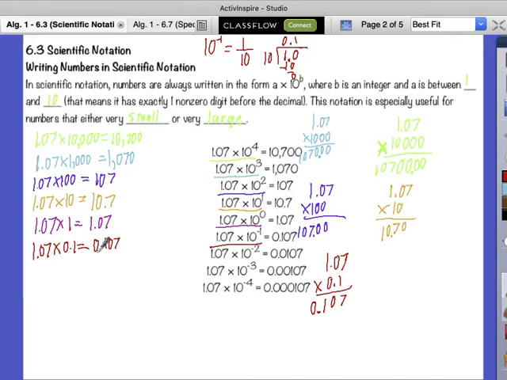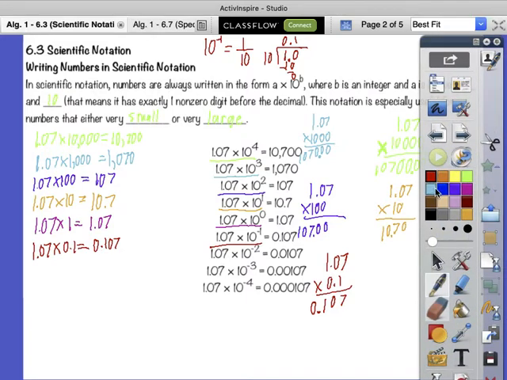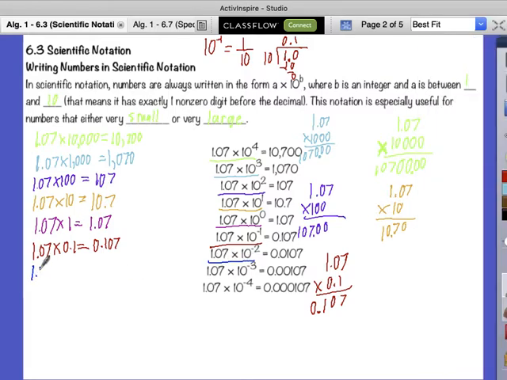Now what do we think? Let's hypothesize here. What do we think 1.07 times 10 to the negative second will end up being? It's going to be in front of the 0 this time, so we're going to have 0.0107, right? Is that what it says here? Yep. So we can see this pattern continue on all the way through, and we'd end up multiplying by 0.01.